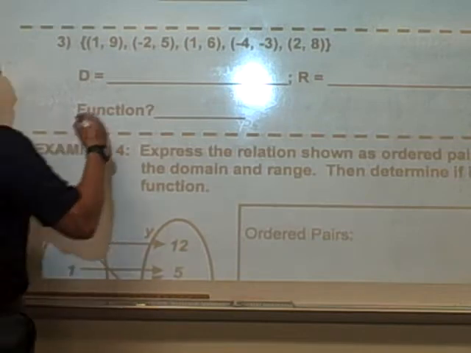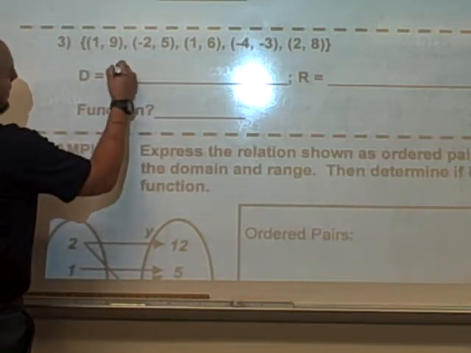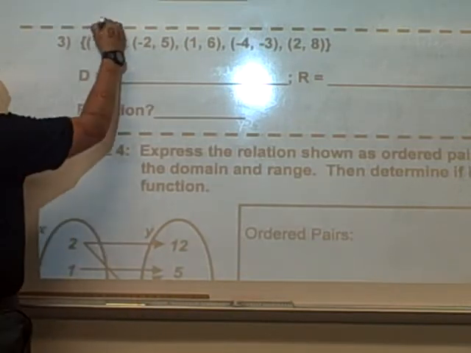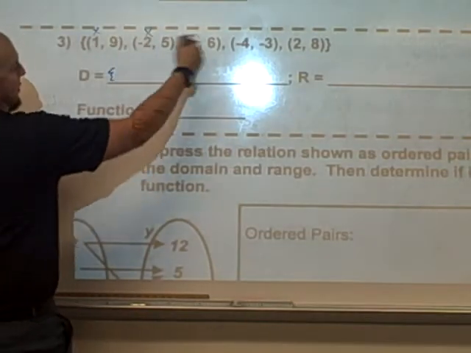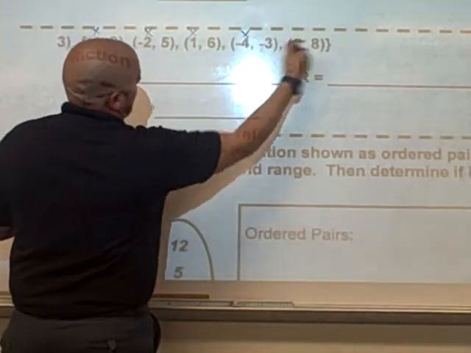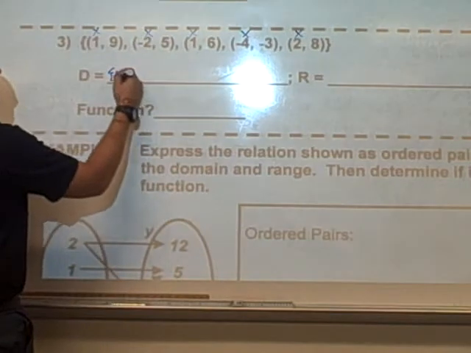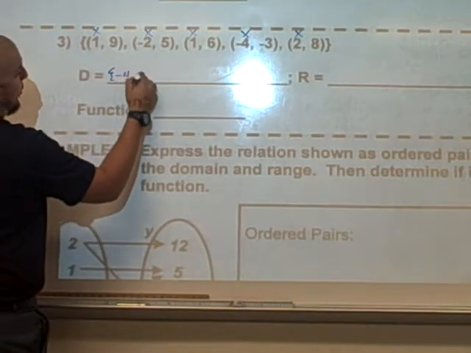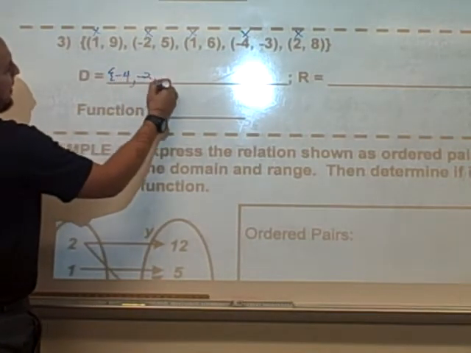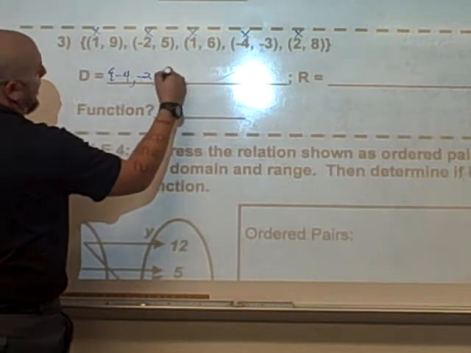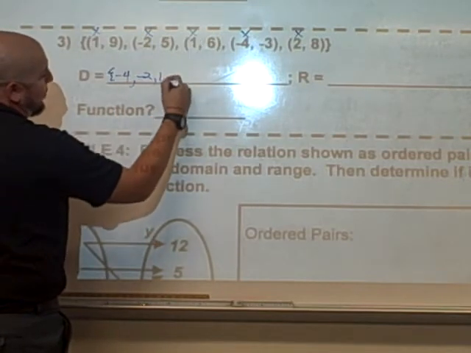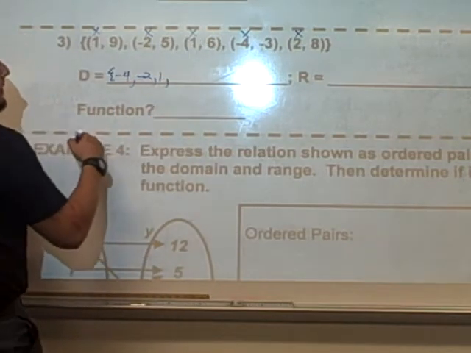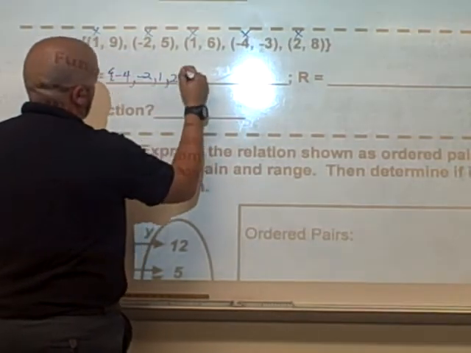So here's our domain. Again, all of our x values. If I put them in order from least to greatest, I got a -2. -4 is my greatest. Okay, so I'm going to start with my least, not greatest, my least. So -4, -2. Then I go down to 1. My 1 repeats. I don't have to write it, but it repeats. There it is. And then I go to 2.